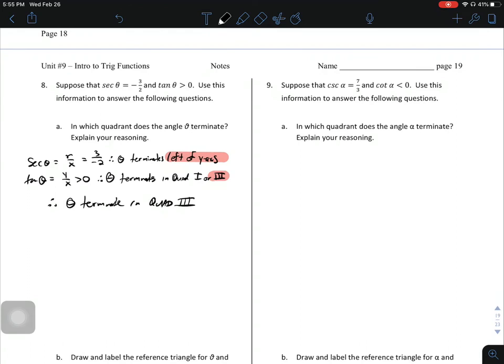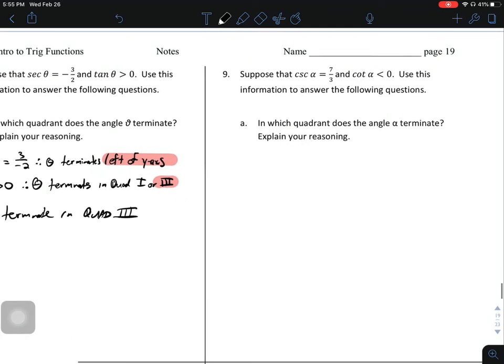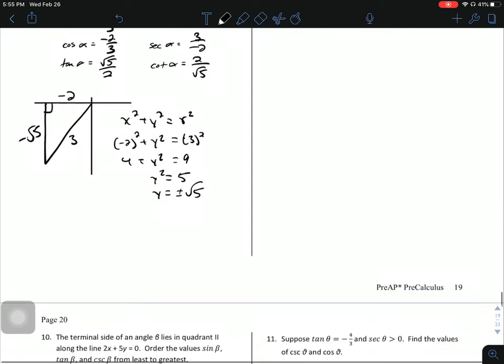Number 9. Number 9 is pretty much the same as 8, so I'm going to go ahead and skip that. If you want to see the answer to that, then check the website for the handwritten answer key. Let's go to 10.